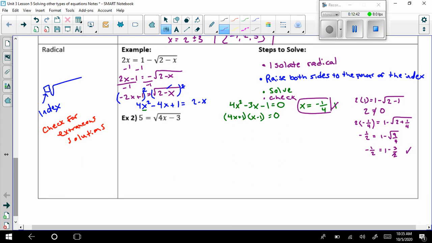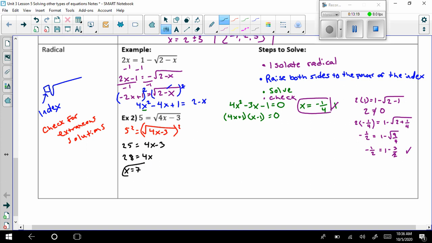Again, isolate your radical. This one is already isolated, so we're just going to start out by squaring both sides. We get 5 squared is equal to the square root of 4x minus 3, squared. When you square a square root, they cancel each other out. So here we get 25 is equal to 4x minus 3. So 28 is equal to 4x, and x is equal to 7.